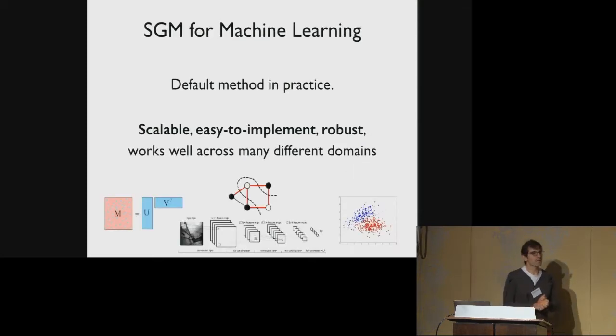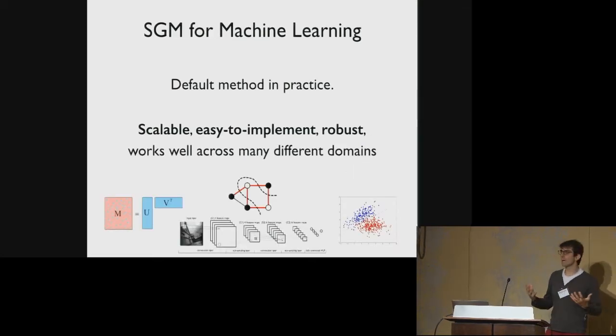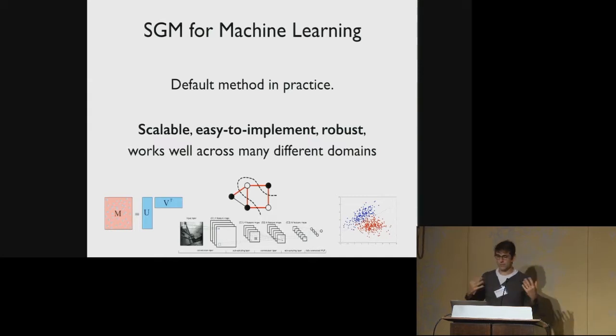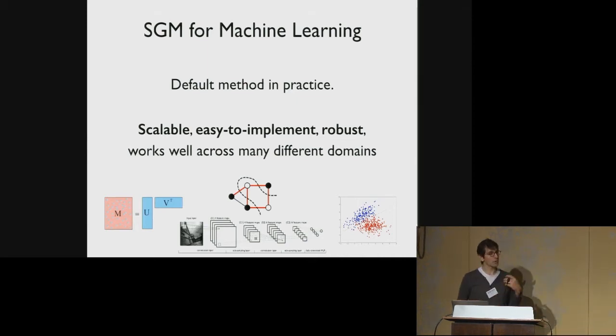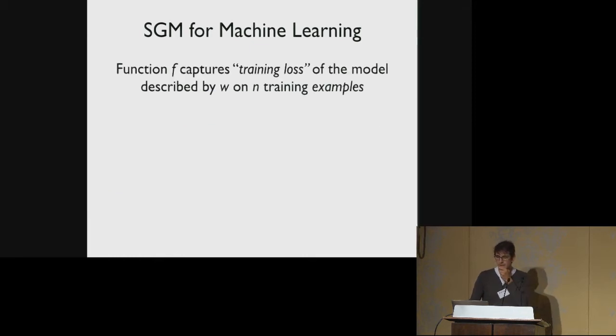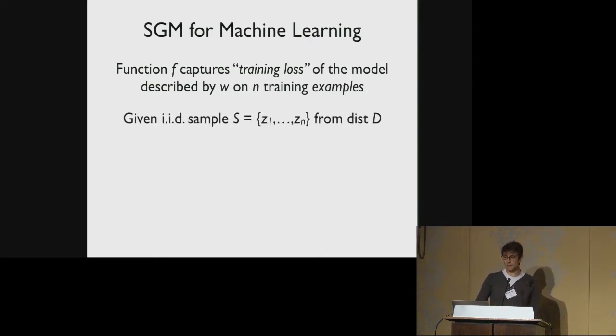And many of you know that stochastic gradient is really effective for machine learning. It's sort of the default method in practice. It's scalable, easy to implement, robust. It works well across many different domains. And so it's the first thing you usually try. Okay? So the way you apply this is that the function f captures your training loss, or some loss function of the model described by the parameters w on n training examples. And you imagine that these training examples are drawn IID from some distribution D.